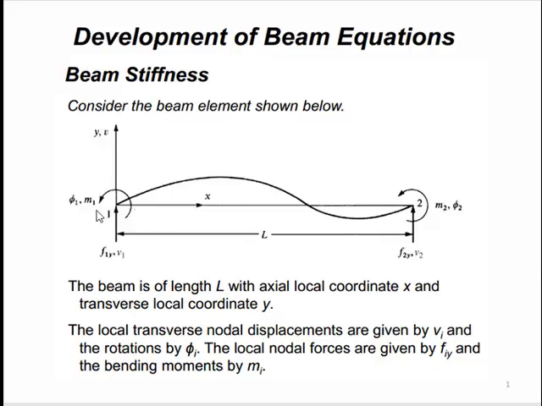The global x-axis and the local x-axis both match with each other. Here is the x-axis and here is the y-axis. The displacement along the y-axis is denoted by v.